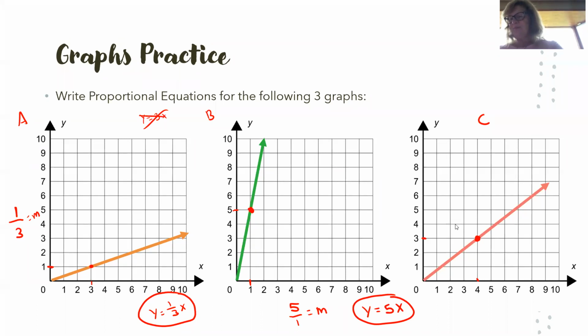Okay, so those of you that are left, remember, we want to start by finding the y coordinate of our point on C. So can anybody tell me what the y coordinate of our point on C is? The point's right here. Remember, the y-axis is the one that goes up and down. The x-axis is the one that goes left to right.